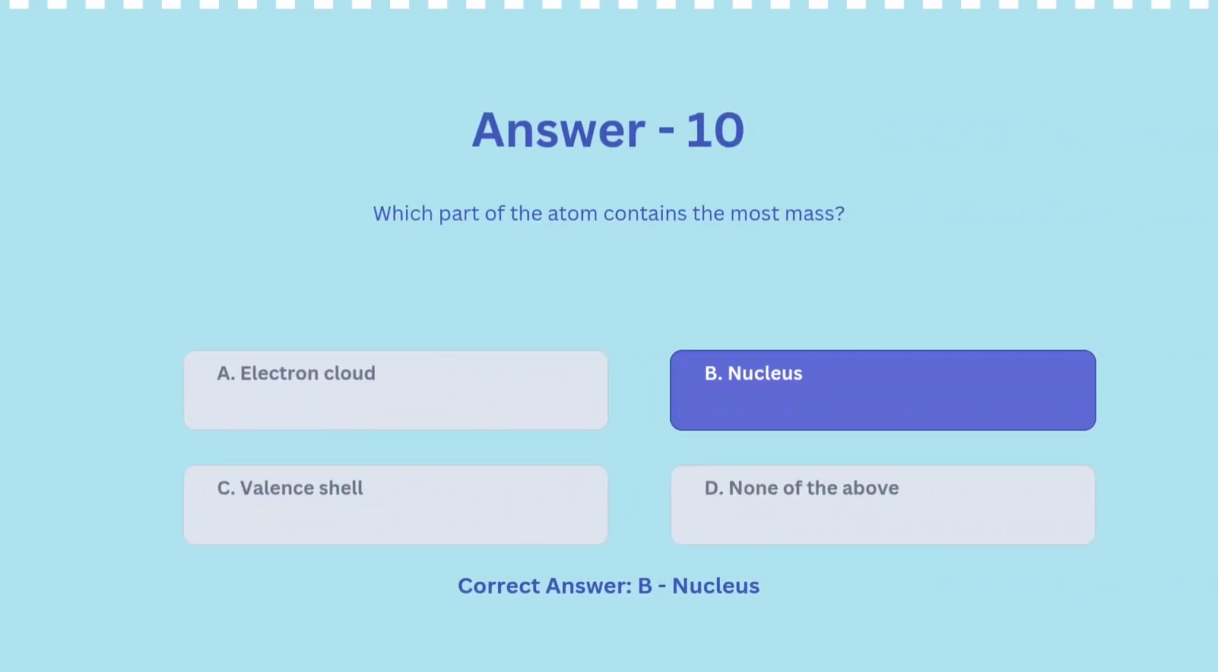Well, the answer is nucleus. This should be pretty obvious because the protons and neutrons, the positive and no charge particles, are maintained in the nucleus only, and the electron is orbiting. So that basically makes the nucleus the center.